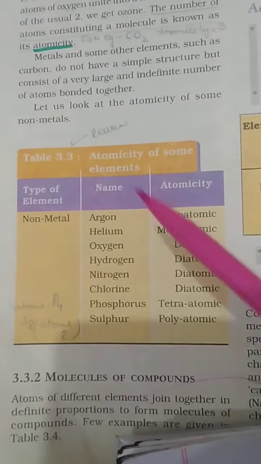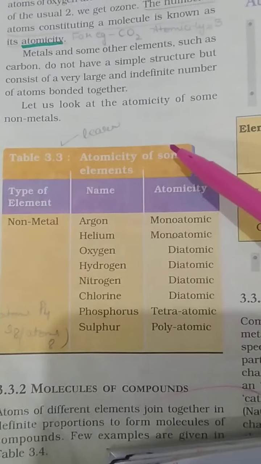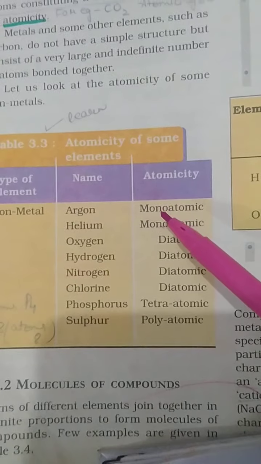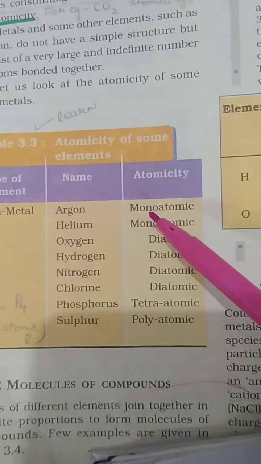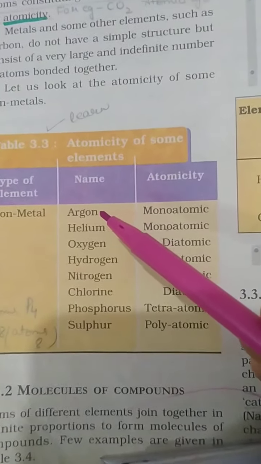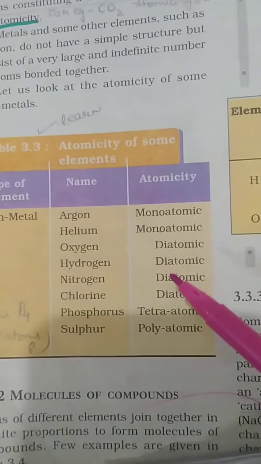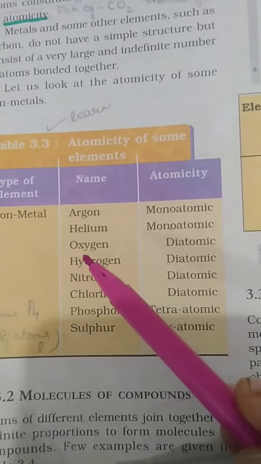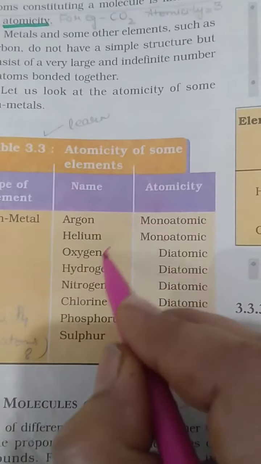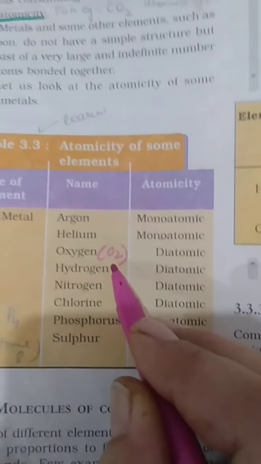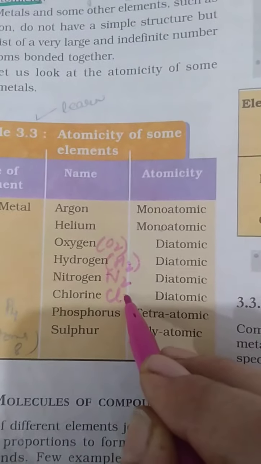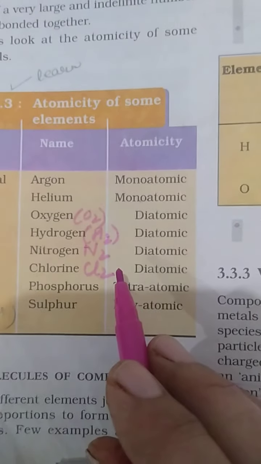So students, on page number 36, table 3.3 is given and you have to learn the atomicity. Mono means 1. In one molecule, how many atoms are present? 1. Only for inert gases like argon, helium. In some molecules, you can see, in one molecule, how many atoms are always present? Oxygen is always written as O2. Hydrogen, H2. Nitrogen, N2. Chlorine, Cl2. You cannot change it, right?